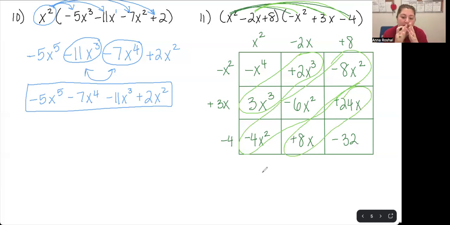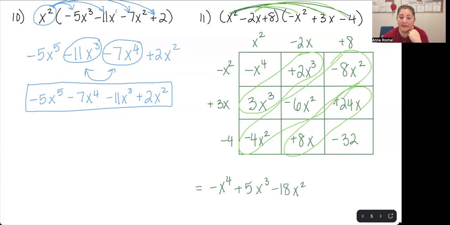So this is a really nice way to organize your thoughts and to really get these thoughts in one particular place so that you're not going all over the place with a million different terms, right? Because then you would have 9 terms in one long line and it'd be harder to see all of those like terms. So then my final answer for this would be negative x to the fourth. I would add these two and get plus 5x to the third. I would add these three and get negative 10, negative 18.